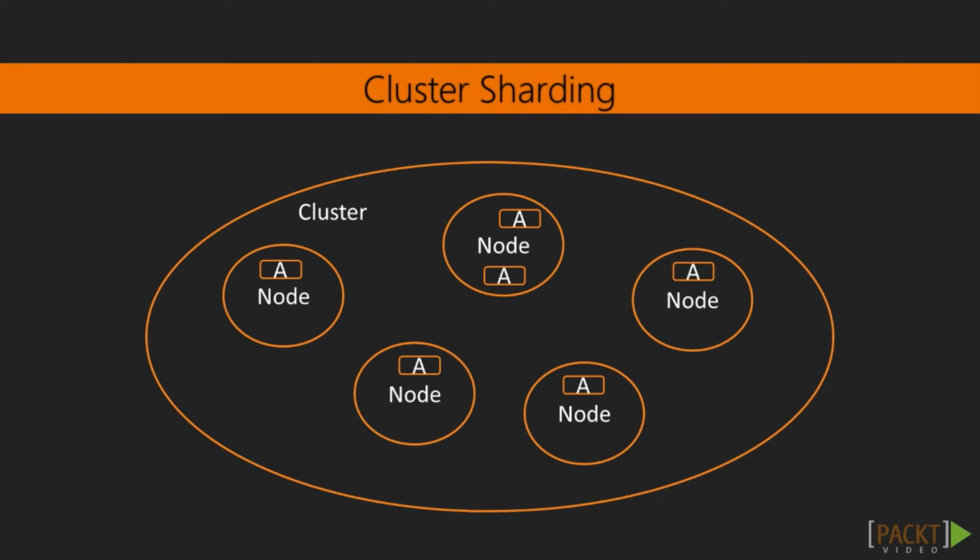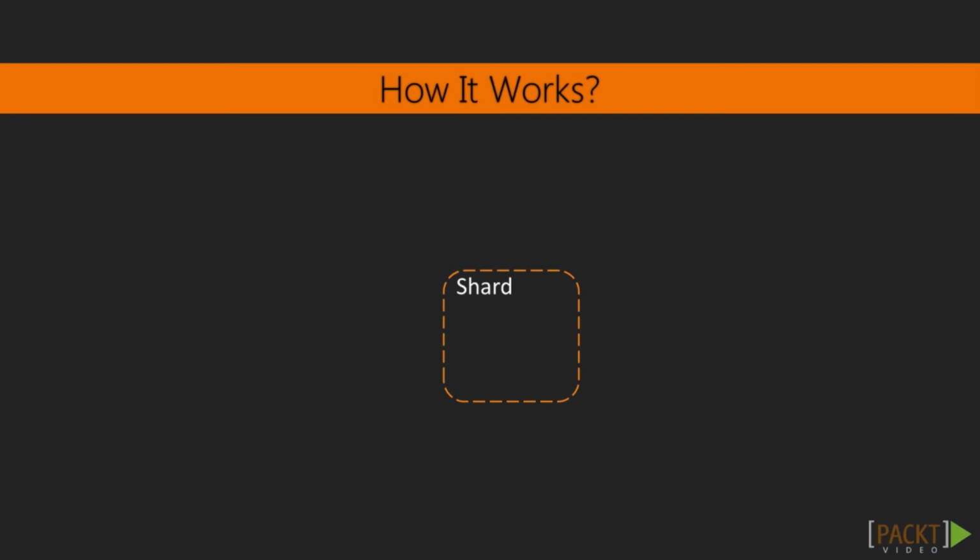Cluster sharding is typically used when you have many stateful actors that together consume more resources, like memory, than can fit in one machine. This is even more powerful when used together with Akka Persistence, such that these actors can store their state and be recovered on demand. Now, let's discuss how cluster sharding works.